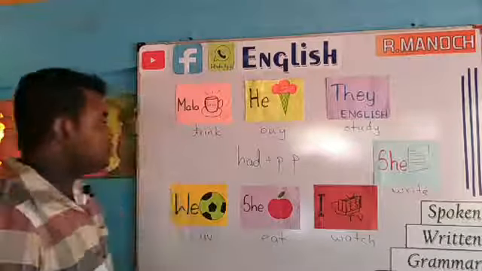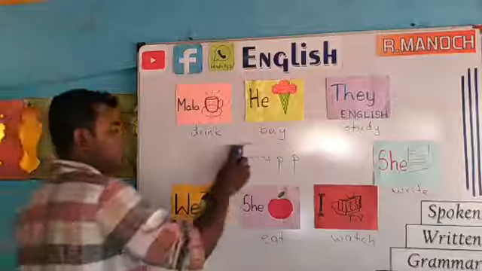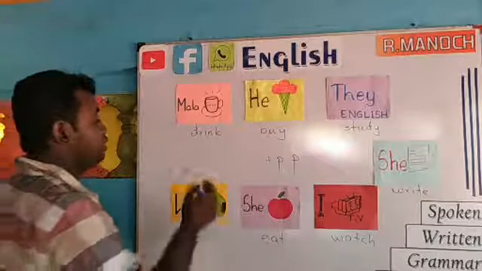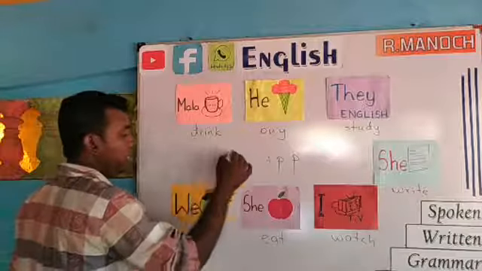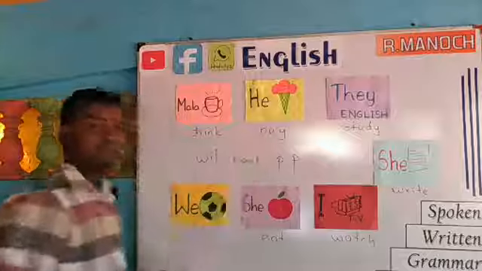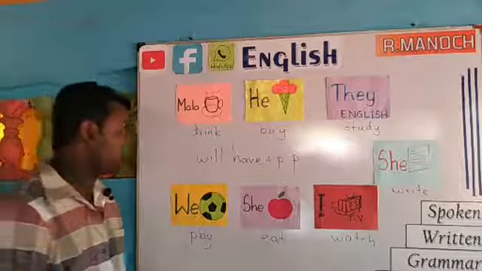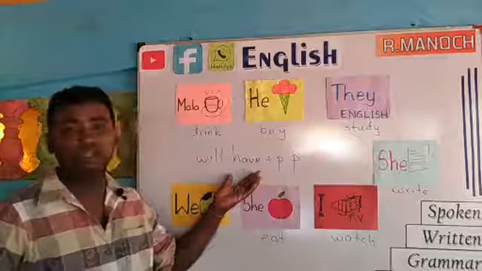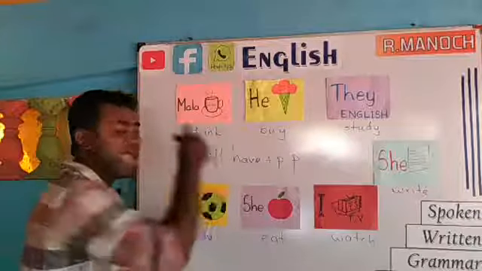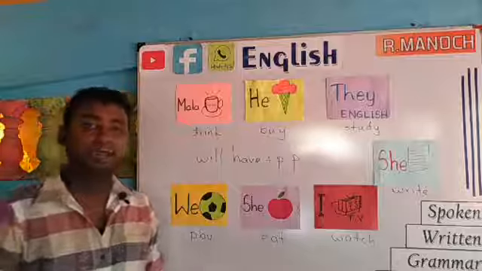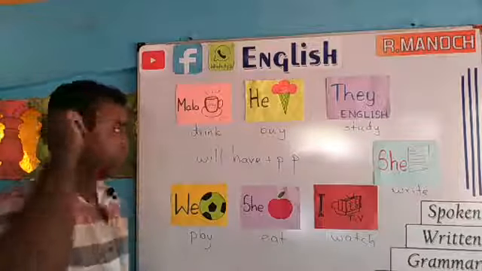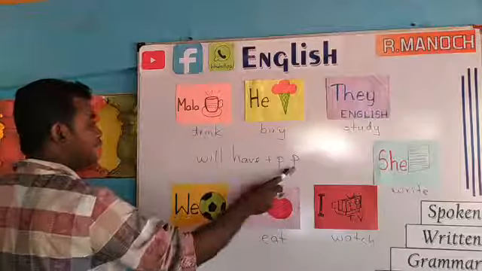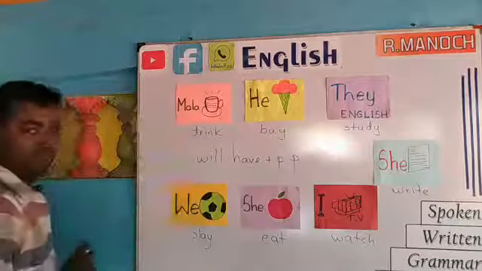Now let me move on to the future perfect tense. Future means, no doubt, the word will comes, that helping verb. So will have plus past participle. Here you don't have to worry about he, she, it, or I, we, you, they. Whether it is he, she, it, or I, we, you, they, have will come because it is will have. Understand? Okay.